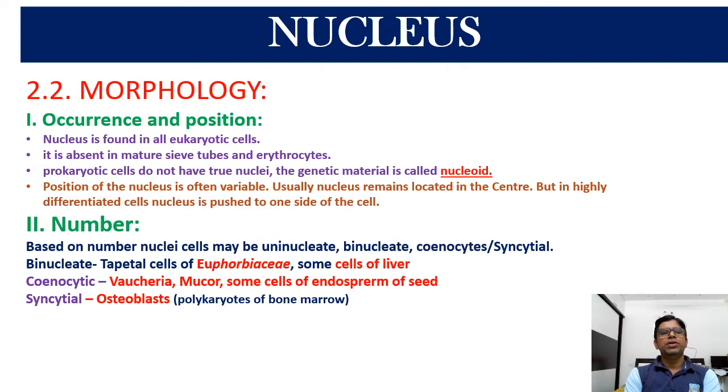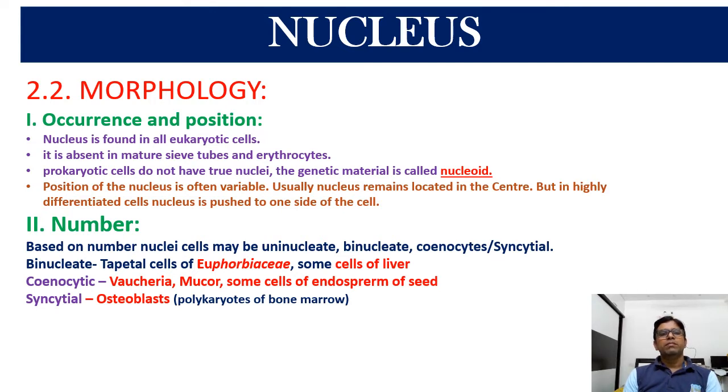Coming to the morphology. Morphology will be discussed under four headings. They are occurrence and position, number, size, and shape. First, we are going to discuss occurrence and position. The nucleus is present in all eukaryotic cells, but it is absent in mature sieve tubes and erythrocytes or RBCs. Even though nucleus is present in young sieve tubes and RBCs, at maturity they lose the nucleus.